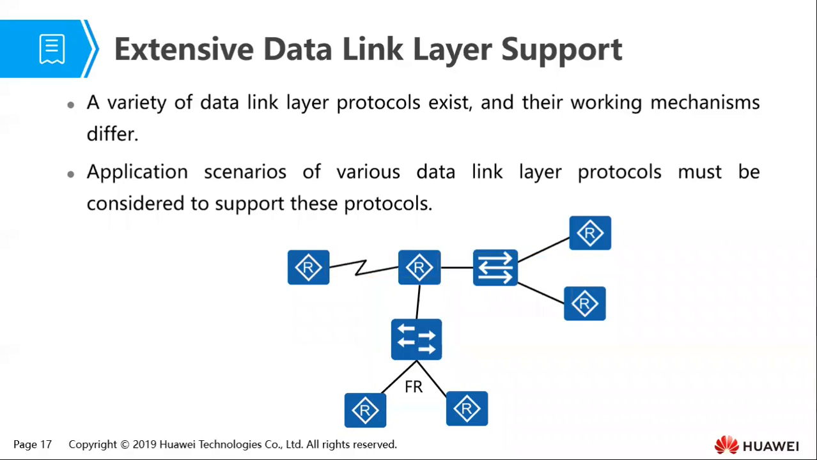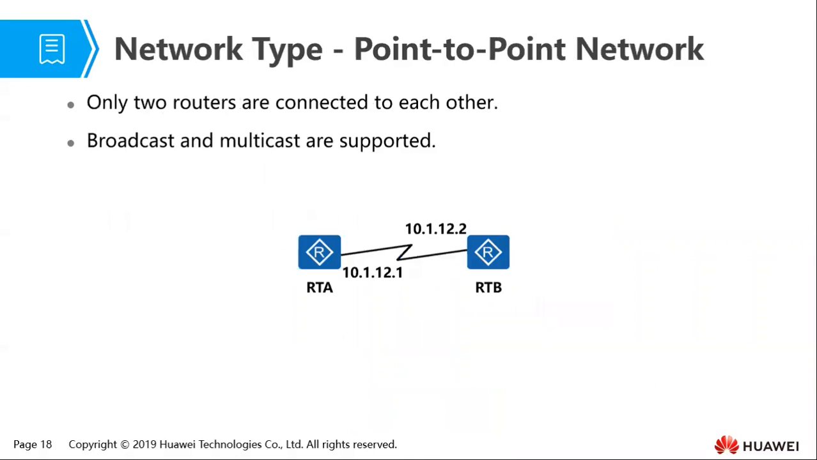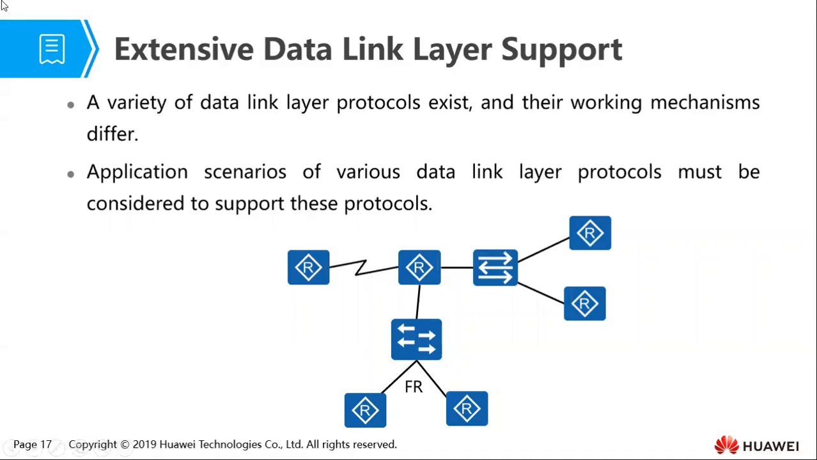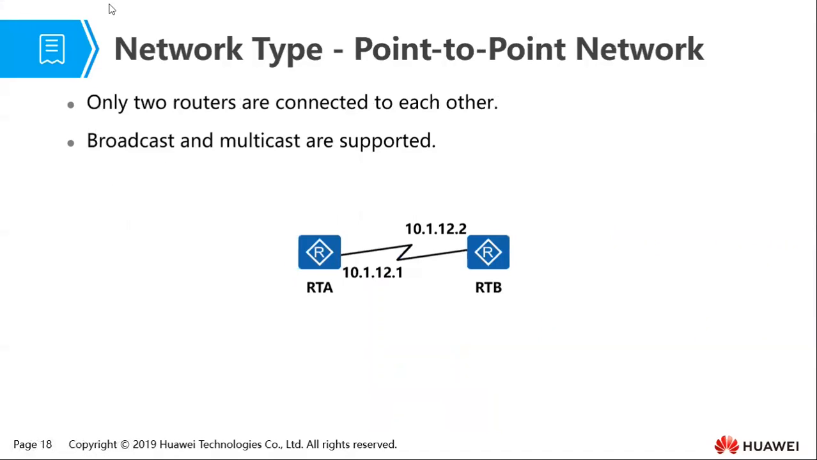Therefore, a mature routing protocol must fit the characteristics of a physical link where it is applied. With that in mind, OSPF defines a number of network types. So let me start by asking again, how many network types does OSPF support? Anyone who can remember? Point to point. How many in total? Four of them.